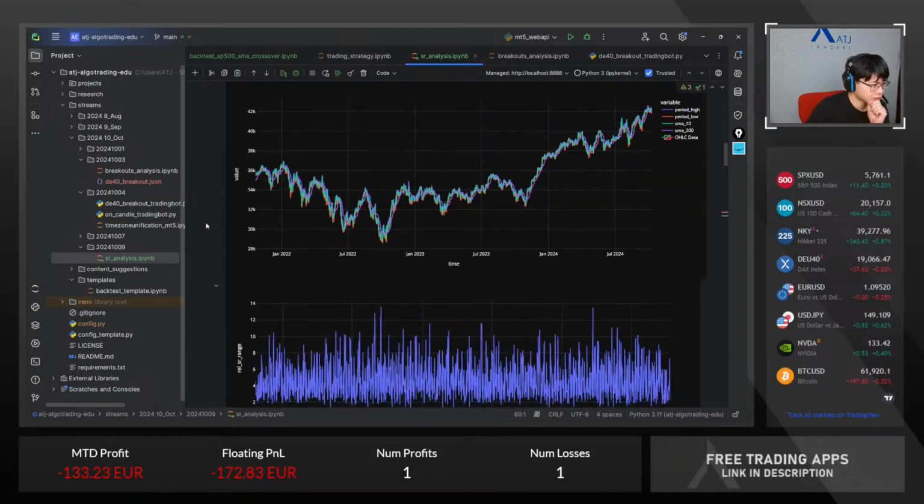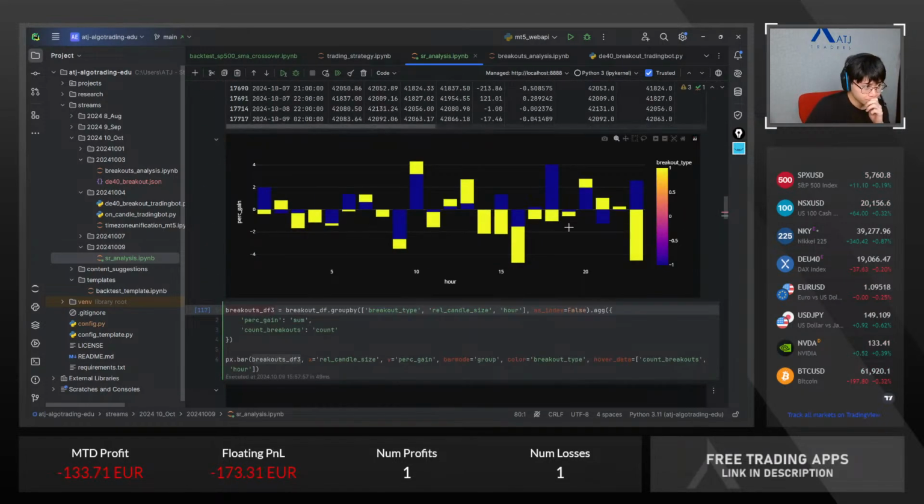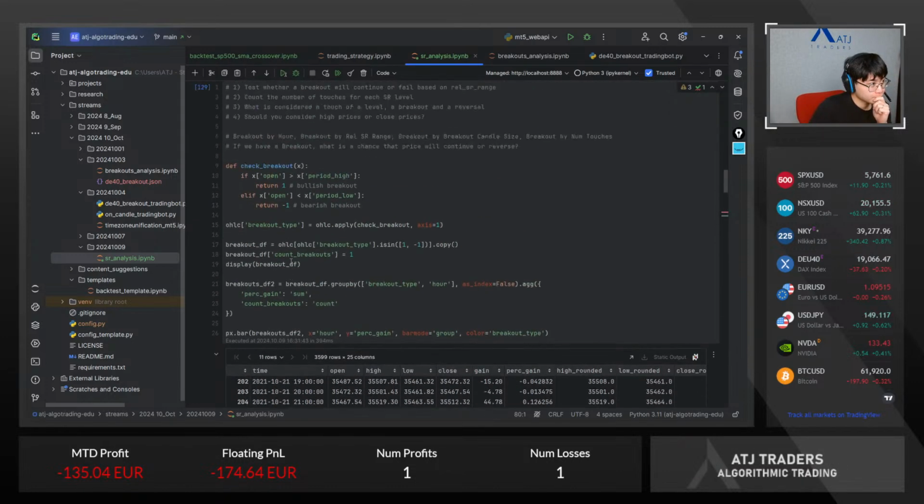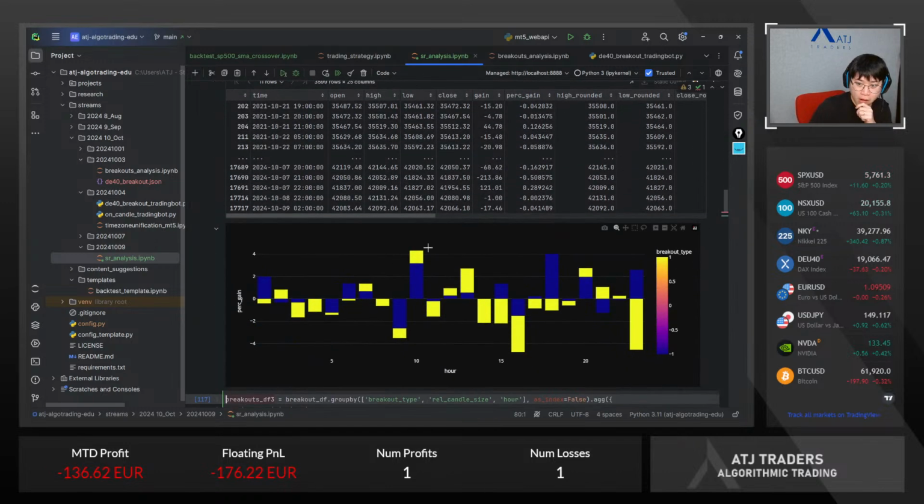Because now we look at the breakouts on the Dow Jones. Look at that, all the bullish breakouts work in 21, 22. Here they work sort of as well. But it looks much different.